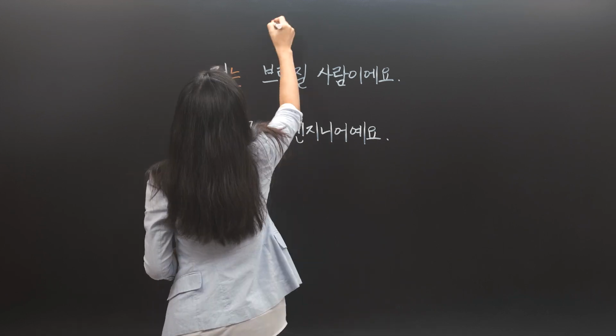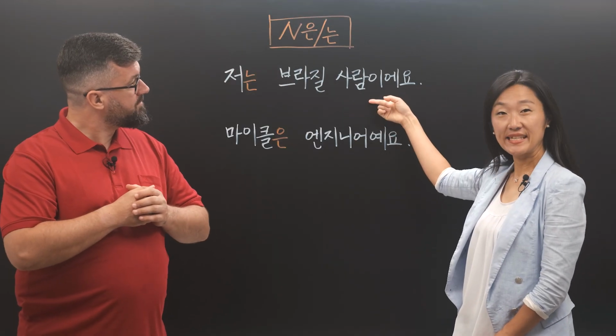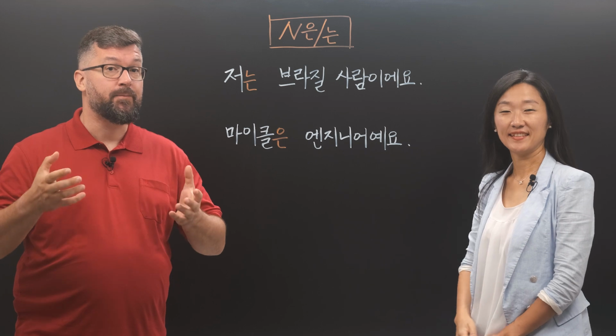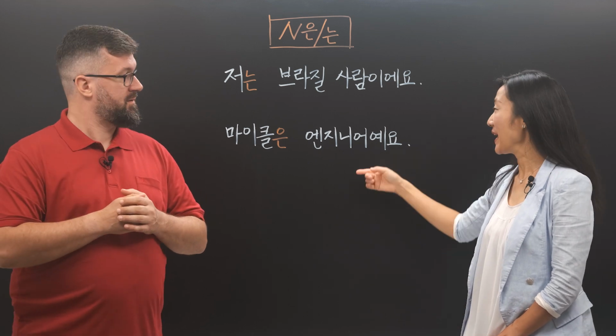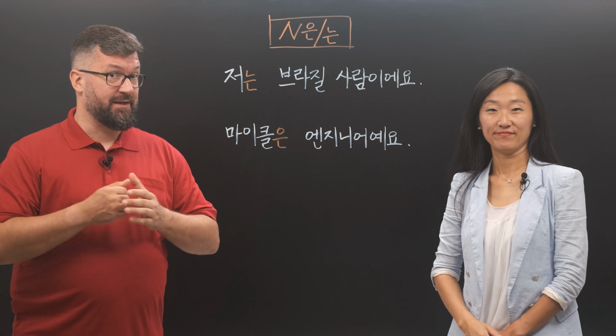Today we will focus on a key aspect of Korean grammar that appears in these sentences. Particles, especially the topic particle 은, 는. 저는 브라질 사람이에요. I am Brazilian. 마이클은 엔지니어예요. Michael is an engineer.